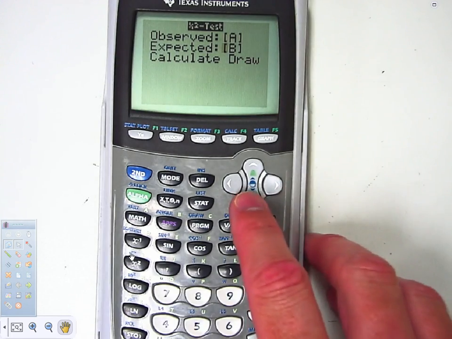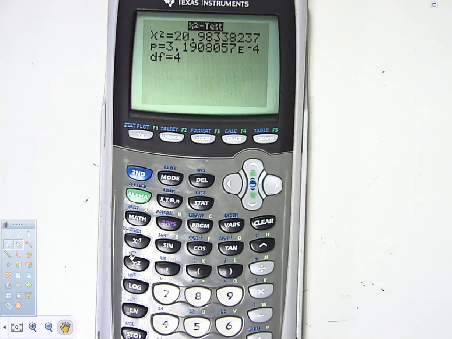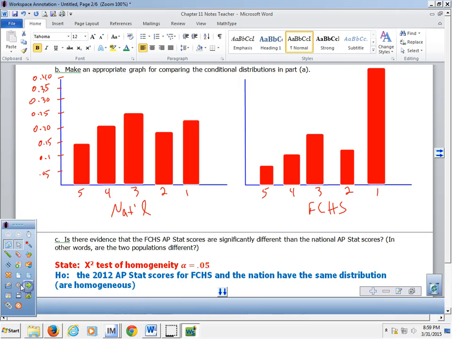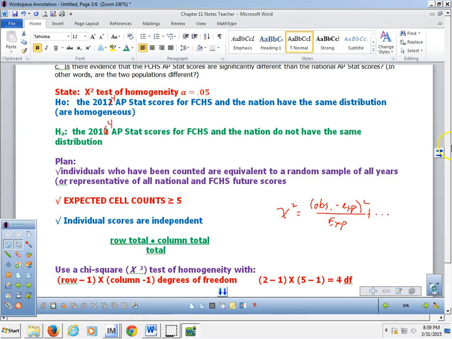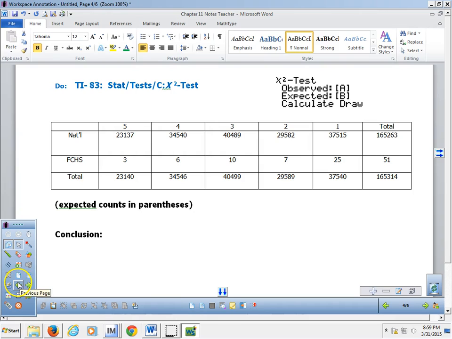So let's do that. We're going to stick it in matrix B and hit calculate, and you'd think it would take longer than that, but bam, there it is. There's your chi-square statistic, there's your p-value, and your degrees of freedom of 4. Let's go write that down real fast. I'm not going to take the time to write the expected counts in the parentheses here. You can do that if you'd like. We're just going to take a look at them in just a second.